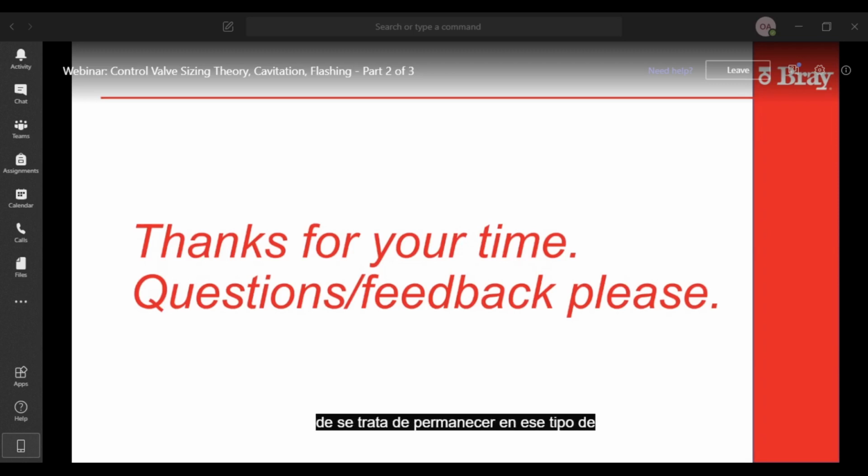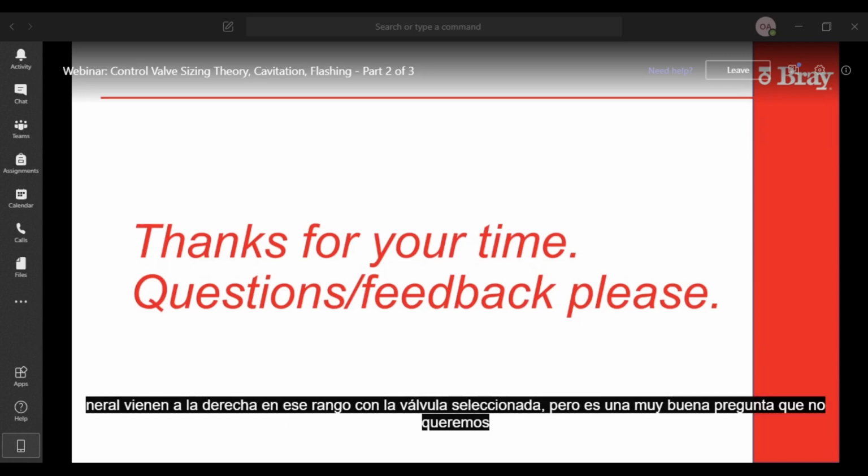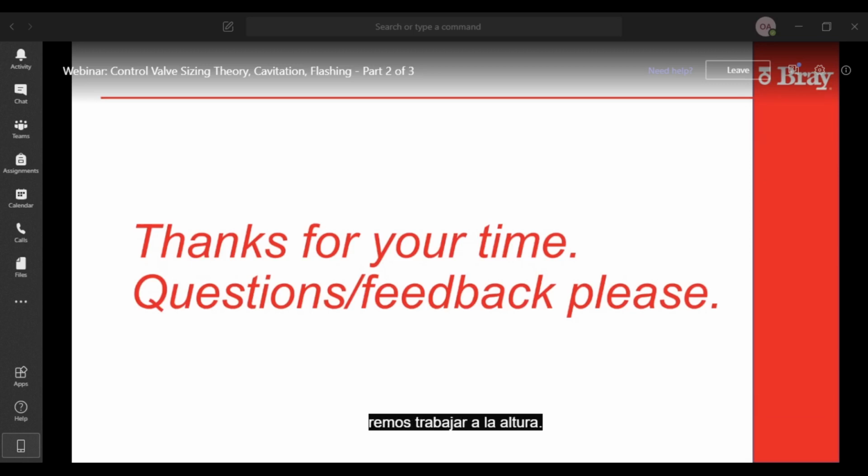But it's seldom that we see this type of long or high rangeability requirement, because when we usually ask for the minimum flow controllable and the maximum flow controllable, they usually come right in that range with the selected valve. But it's a very good question. We don't want to work at the bottom of the range. We don't want to work at the high range.